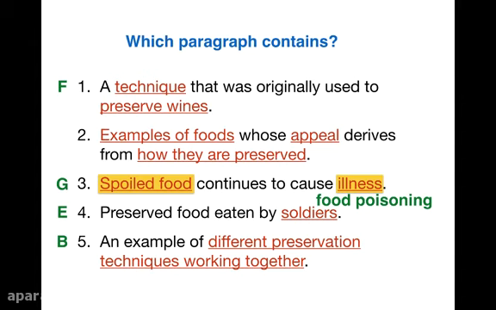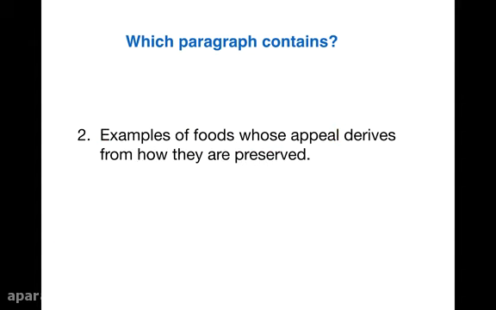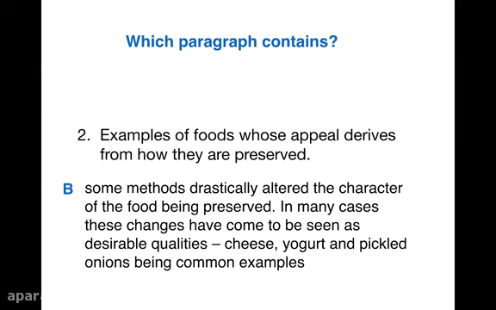That just leaves us with question 2, examples of foods whose appeal derives from how they are preserved. I would consider this to be a difficult one, so I would leave it until last. Maybe you could scan for examples of foods, maybe a list of different foods might get you the answer, but it's not an easy one. In fact, it's in a paragraph that we've already read. It's in paragraph B. Let's look at this.